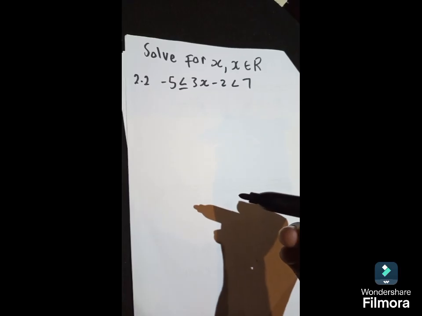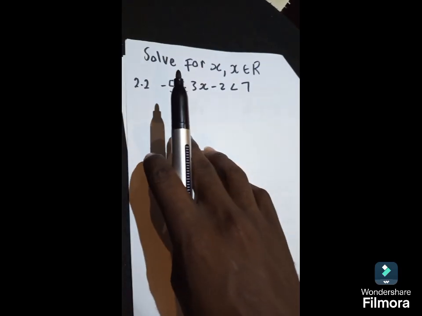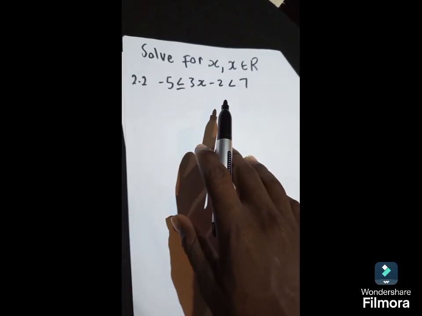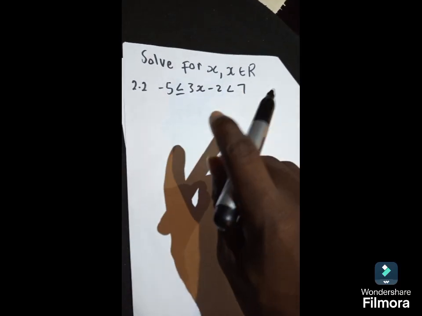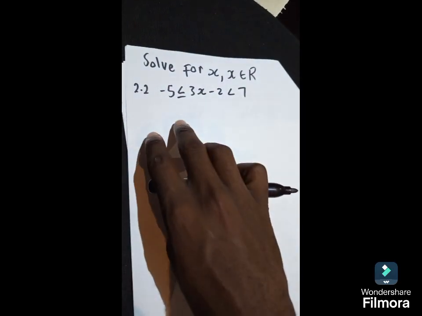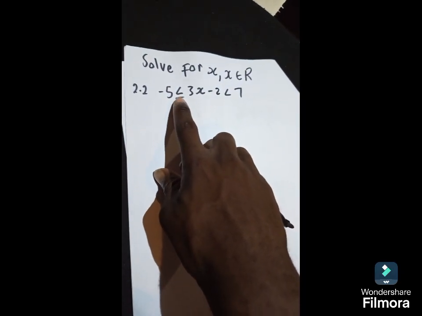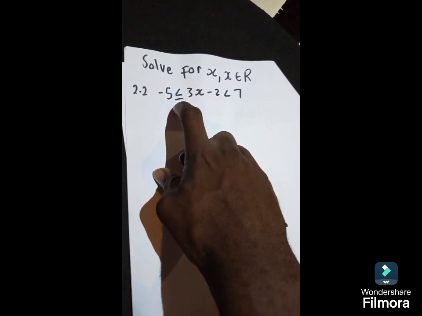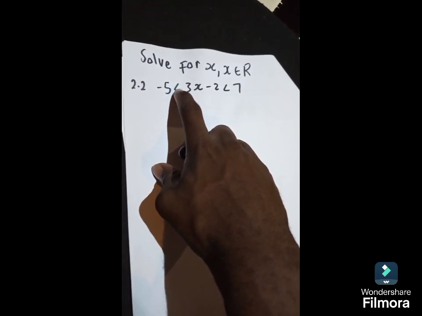So we are doing grade 10 content here. We want to solve for x here, where x is an element of all real numbers. So we're having a problem here. We are having -5, and then we are having an inequality sign here, which means less than or equal to. I will explain later what this actually really means.